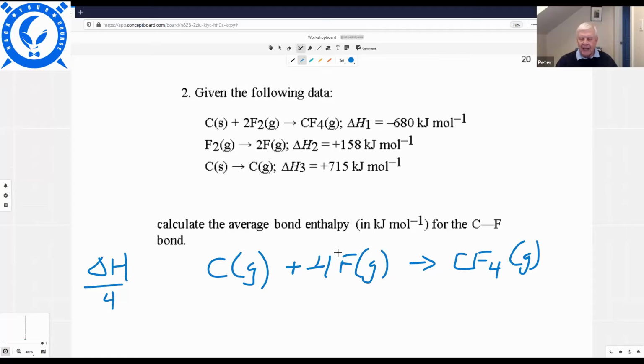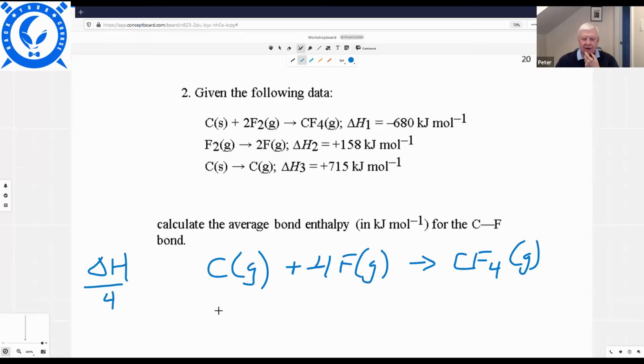So what you then look at is, all right, how do I recast the given data to come up with this as the final equation? And so the way you look at this, you say, well, I need to have carbon gas as a reactant on the left-hand side. I need fluorine gas as a reactant on the left-hand side. And I need CF4 as the product.